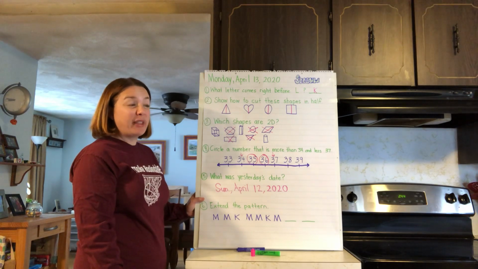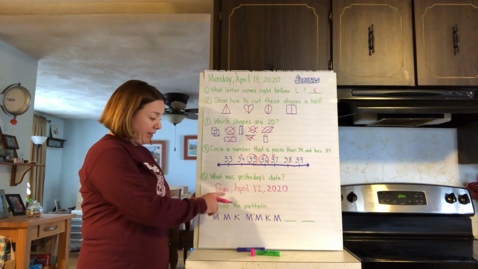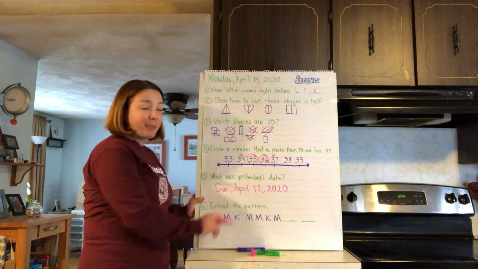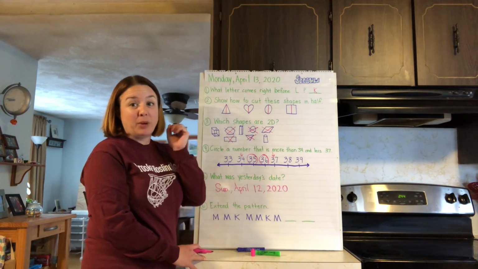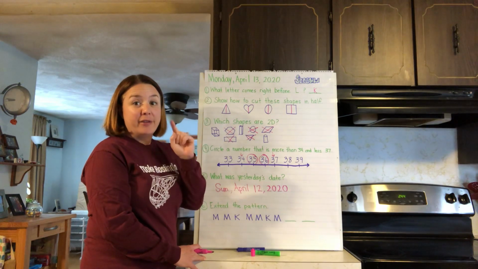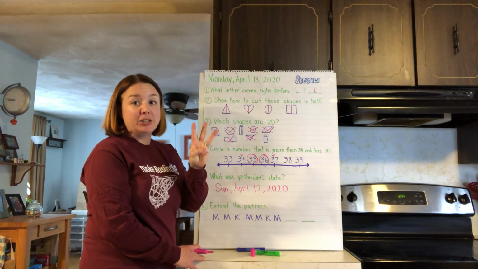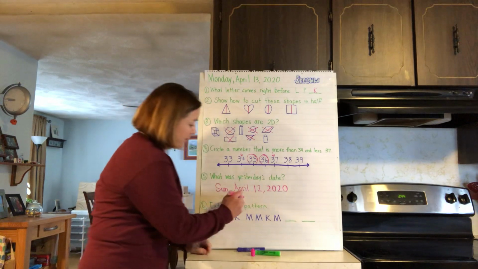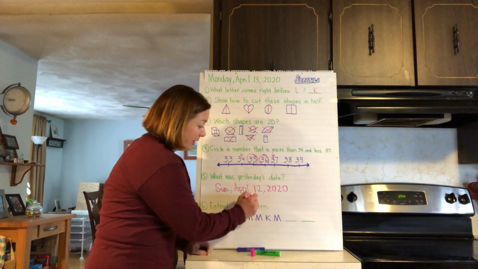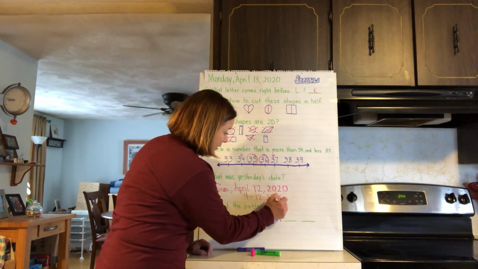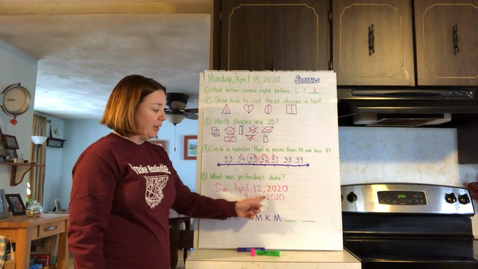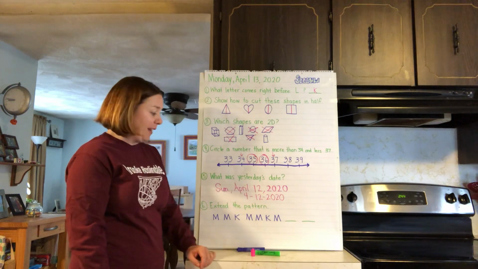And if we want to write that the fast way, I don't need to write anything for Sunday. For April, I write the number for the month. So when I say the months of the year, I start at number 1, January, February, March, April, so that's number 4. Then I write the 12 again, and then I write the 2020 again. 4, 12, 2020. That's the way to write it the fast way.